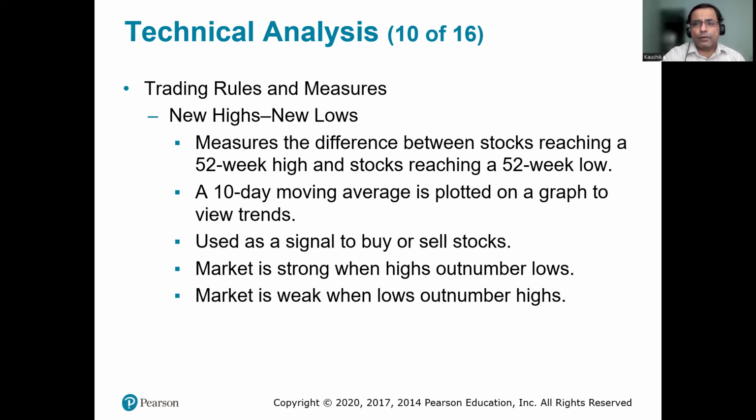We look at the number of 52-week highs across the 10 days, and we find the average number of 52-week highs. Now we take this 10-day average and we plot it over a period of time. So that is a 10-day moving average. It helps to reduce the day-to-day fluctuation. Similarly, we can do a plot for the 10-day moving average of 52-week lows.